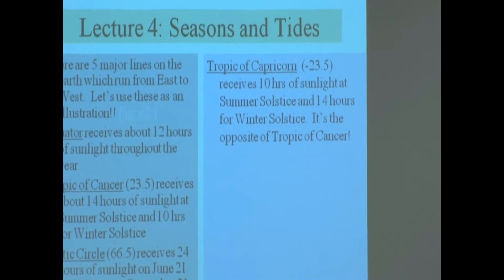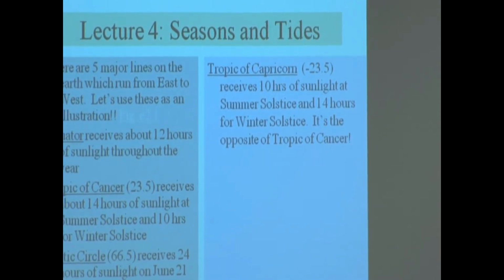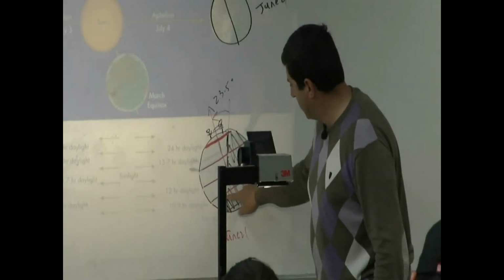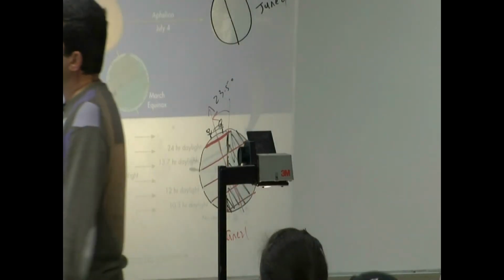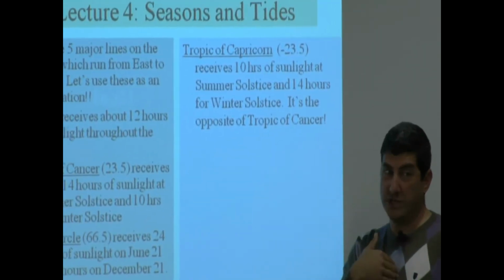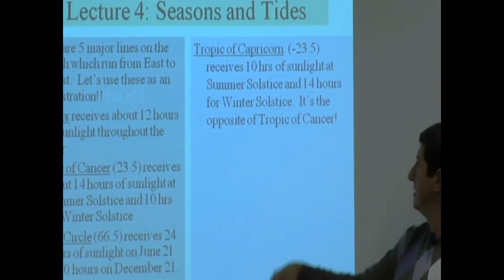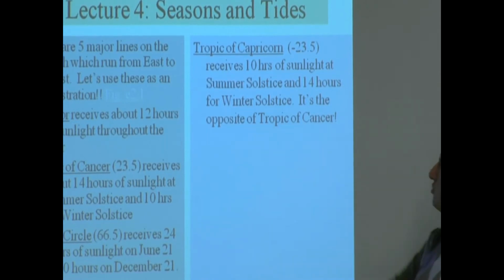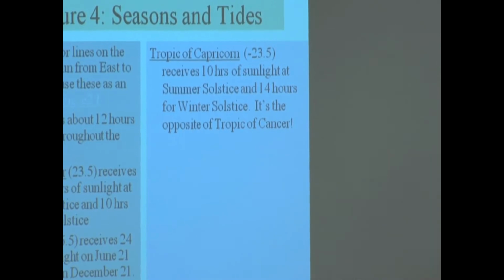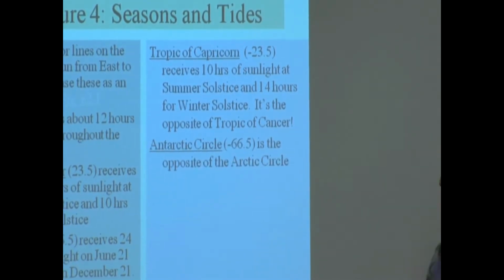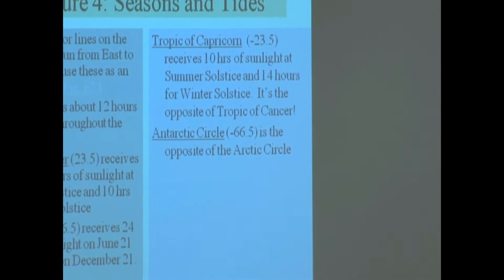Tropic of Capricorn is negative 23.5. So that's this one here, down here. Well, the opposite situation is true for them. In June, they get 10.3 hours of sunlight, more hours of darkness. And in winter, of course, we call it winter, but it's their summer, right? 14 hours for winter solstice. It's the opposite of Tropic of Cancer. Antarctic Circle, negative 66.5, is the opposite of the Arctic Circle.